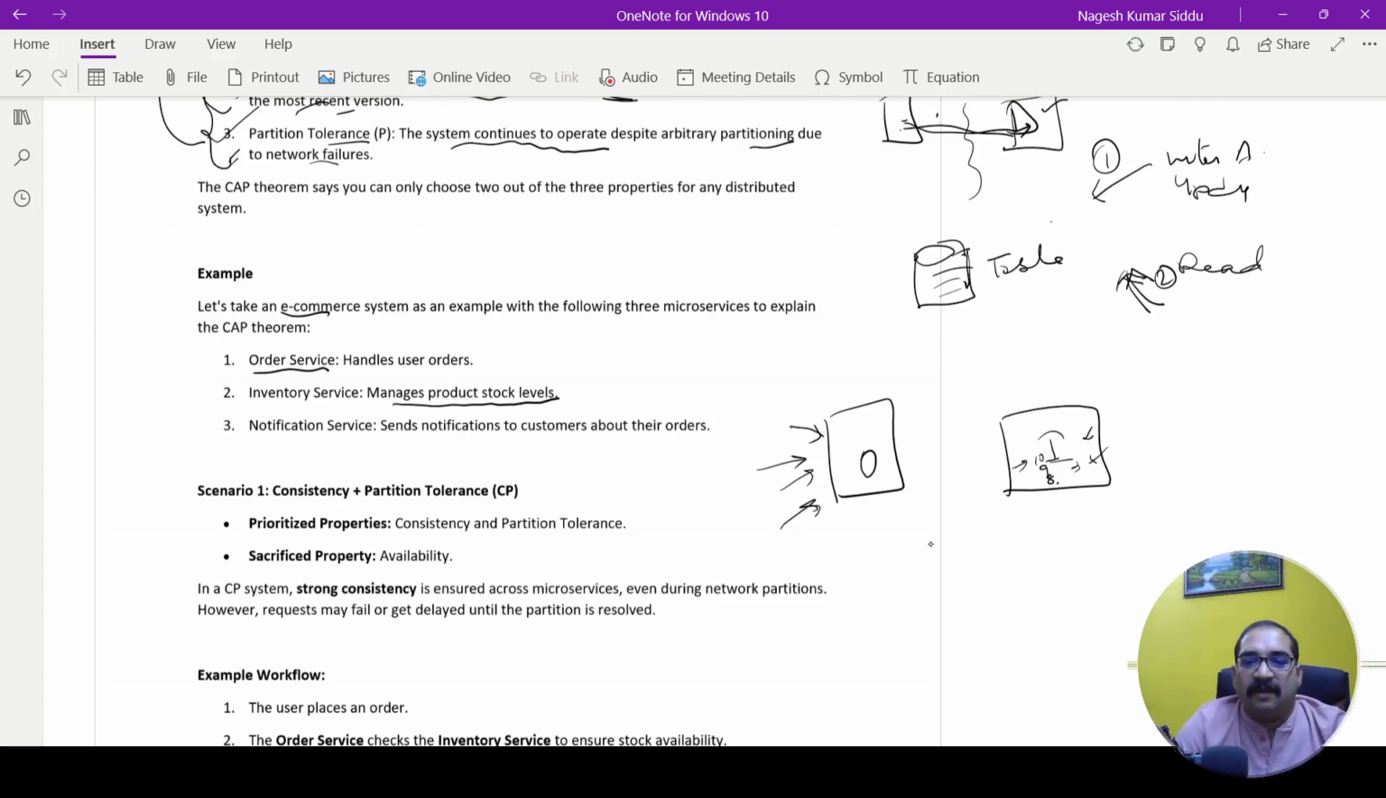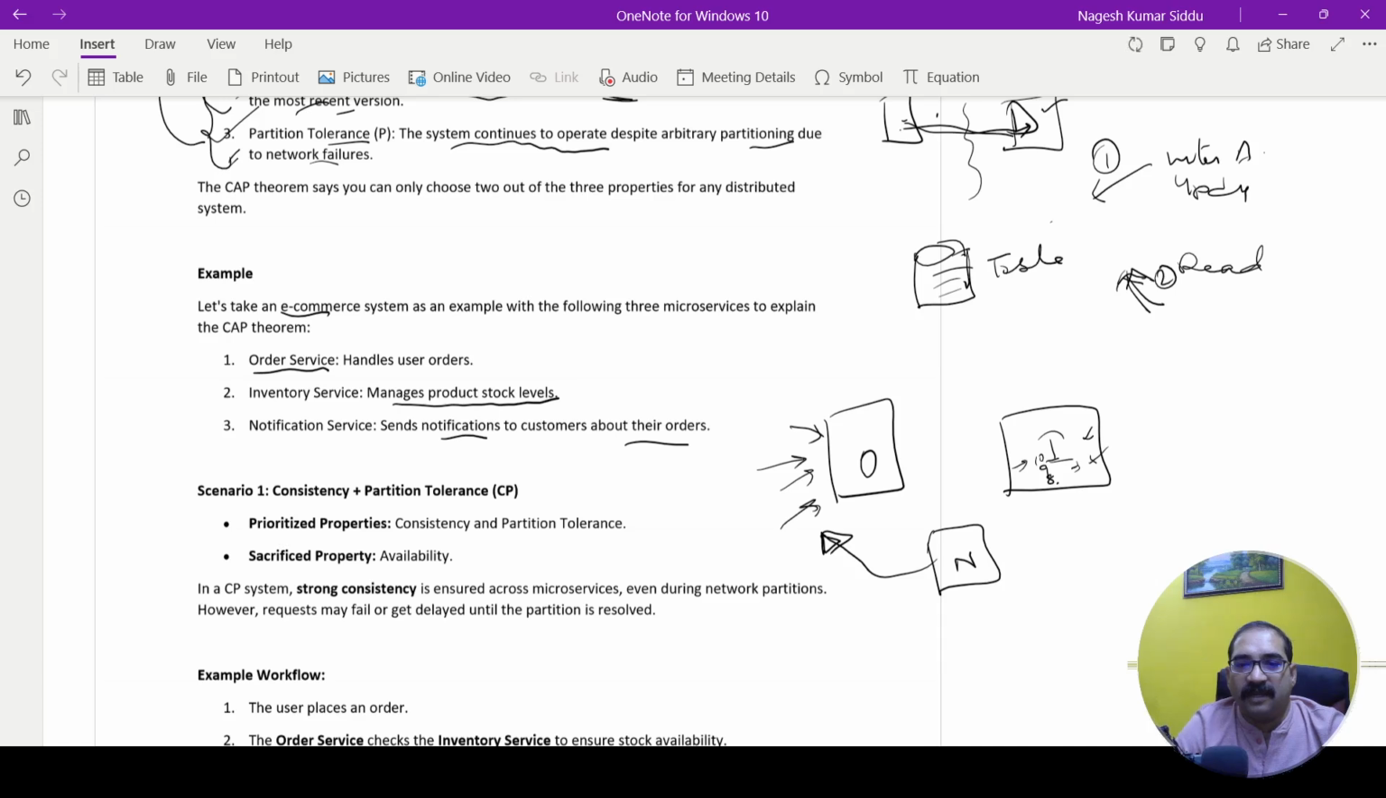And we'll create one more service, a notification service: an order came, inventory is deducted, and the customer receives a notification that your order is placed. It sends notifications to customers about their orders. So let's assume this is the notification service, and we use these three services in an application, in our example application.